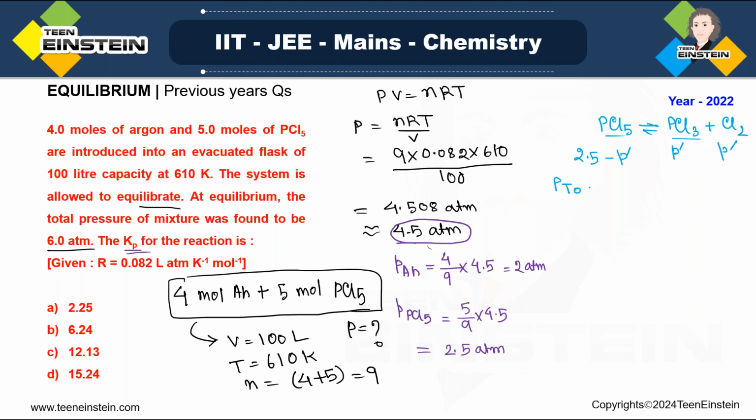Now the total pressure, how will you find it? 2.5 minus P prime plus P prime plus P prime, so it will be 2.5 plus P prime. This is the P total. Sorry, it is not P total, you also have to consider P argon. Because P argon, though it is not taking part in the reaction, has some contribution in the total pressure, and that is the reason why we have calculated this one. So it is 2.5 plus P prime plus P argon.